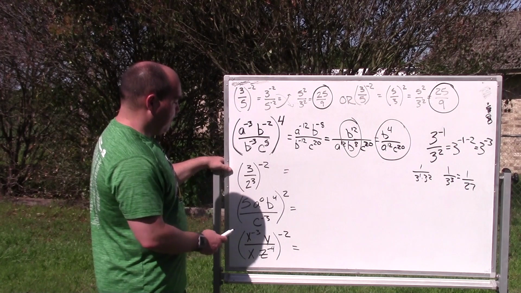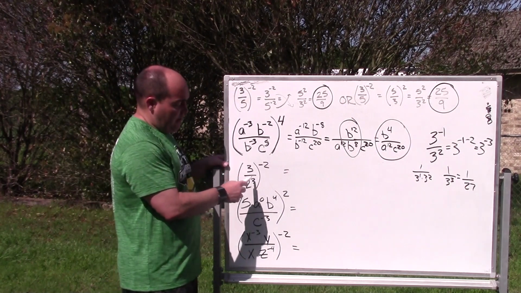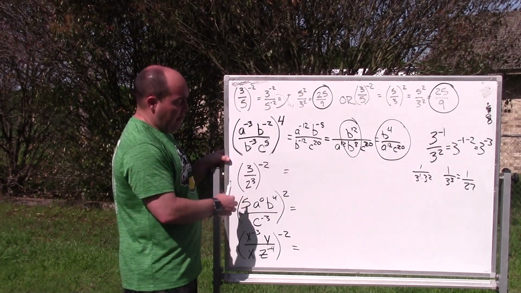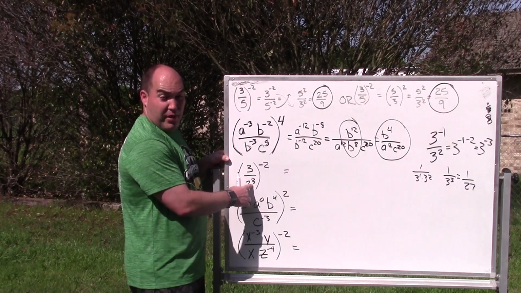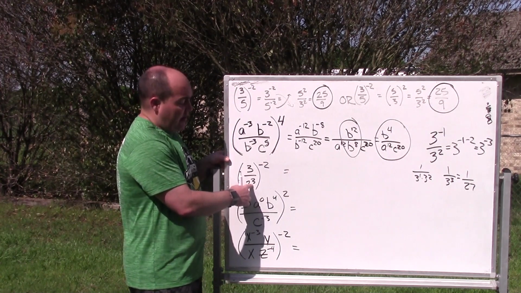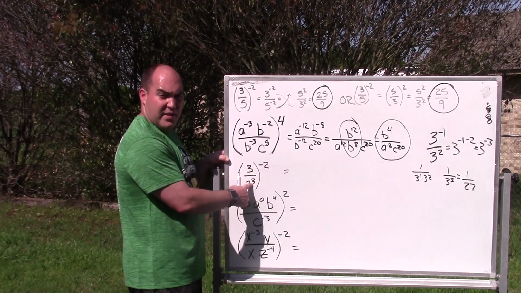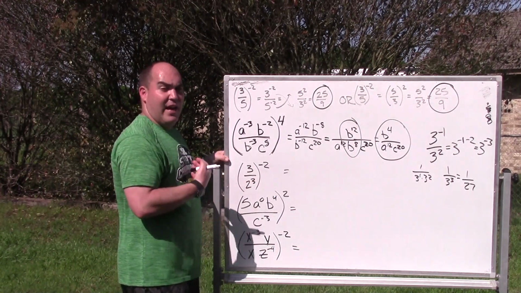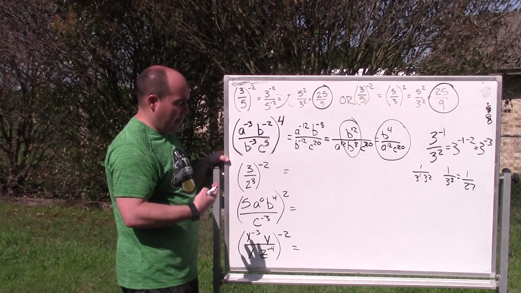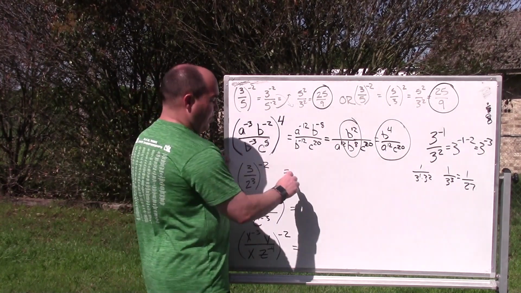Alright, so same thing here. I can do this one of two ways. If I know what 2 cubed is and I want to go ahead and write it in there, then I can. If I want to go ahead and multiply the negative 2 times the 3 and get 2 to the negative 6, then I can. I know what 2 cubed is, and I think that's going to make it easier for me, so that's what I'm going to do first.